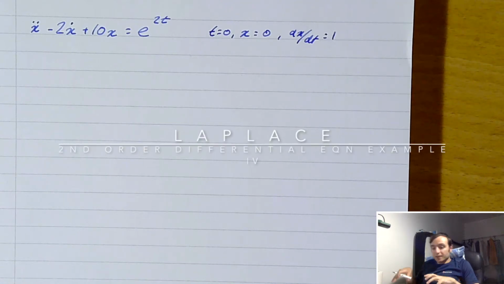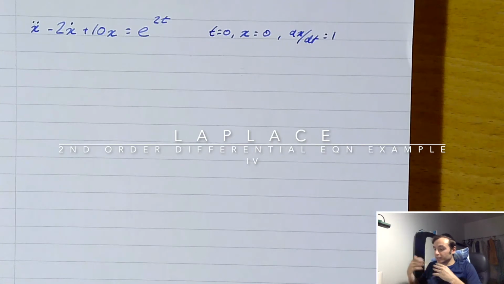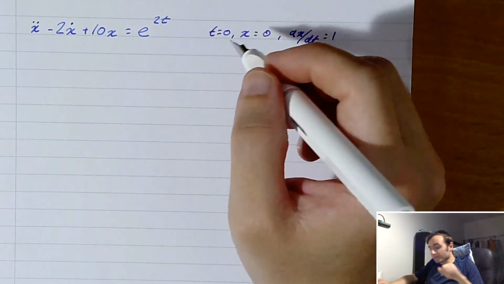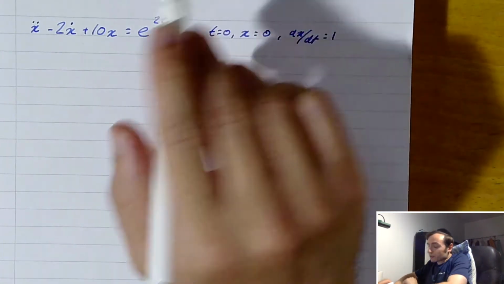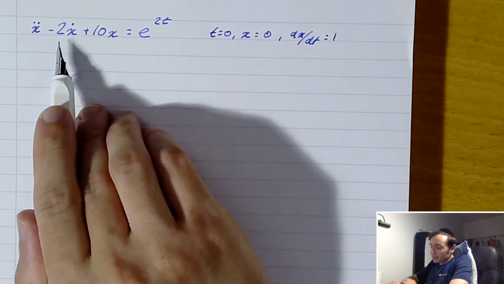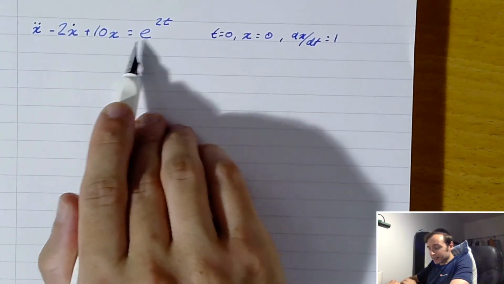Okay, so in this video, what I want to do is have a look at another example of a non-homogeneous second-order differential equation using Laplace to solve it. So let's have a look at this one. We've got d2x by dt squared minus 2 dx by dt plus 10x equals e to the 2t.